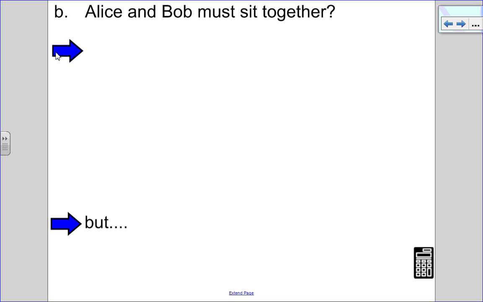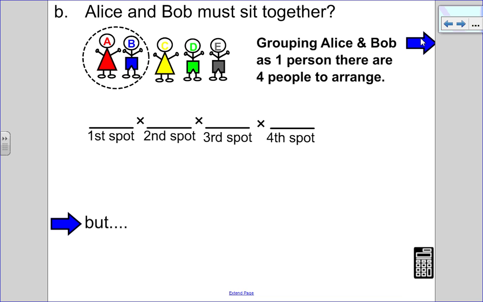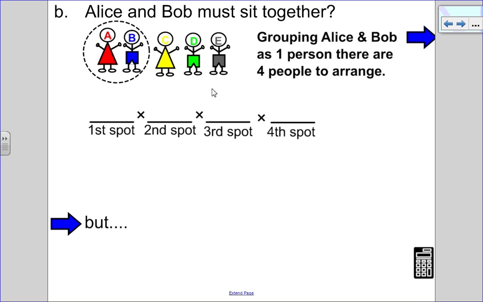So what we're going to do is we're going to group them together as though they're one object, kind of like a couple, right? So they're considered one person together there. So we're going to group them together as one person. And when I do that, it's really like I have 4 people to arrange instead of 5, because I just want to make sure that Alice and Bob are sitting together. So I really have 4 people to arrange. So 4 choices for the first, 3 choices, 2 choices, 1 choice.